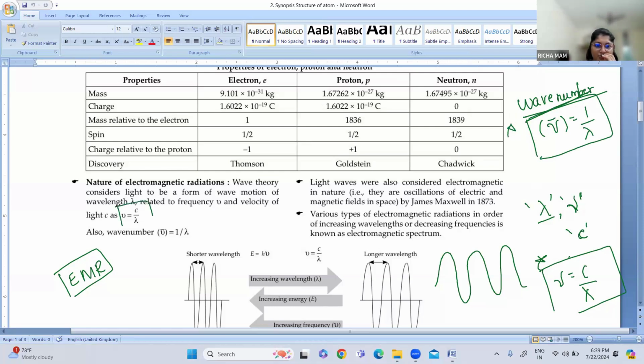So remember these two formulas again. Okay, so remember these two formulas.